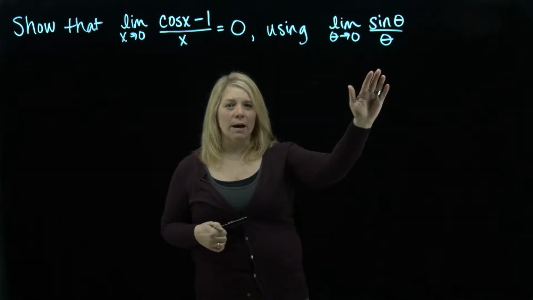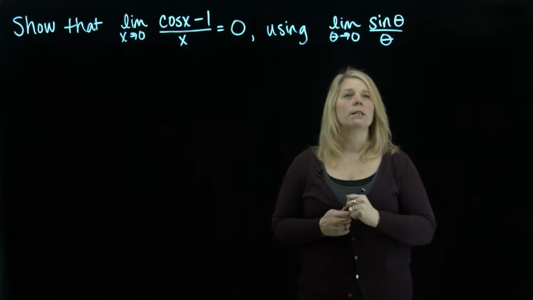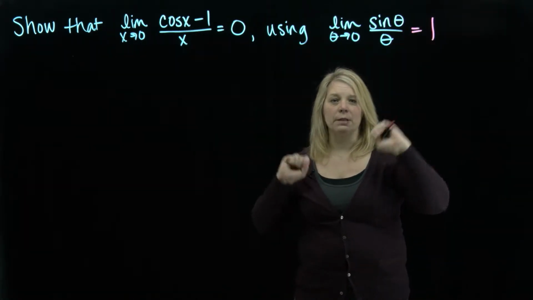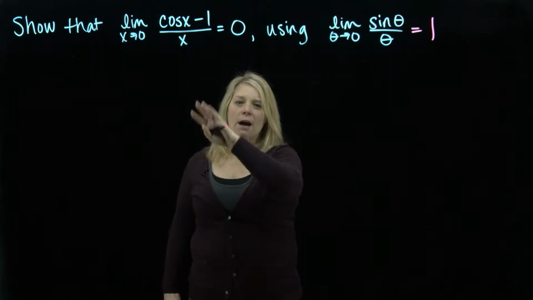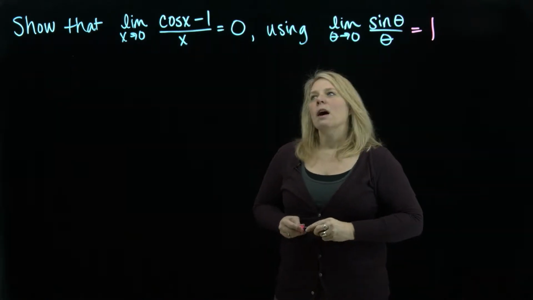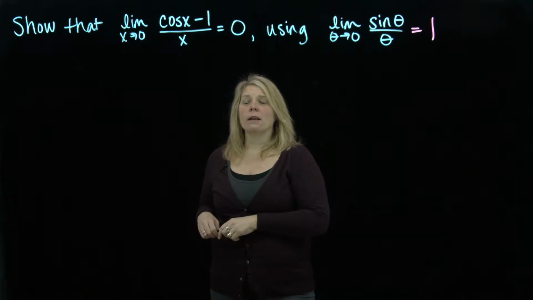And so this is one you actually should know. We proved this using a triangle and a circle and the sandwich theorem. And we proved that this limit is 1. And so we call that our special limit. So here we're going to use that special limit to derive another limit and justify why this limit is 0.